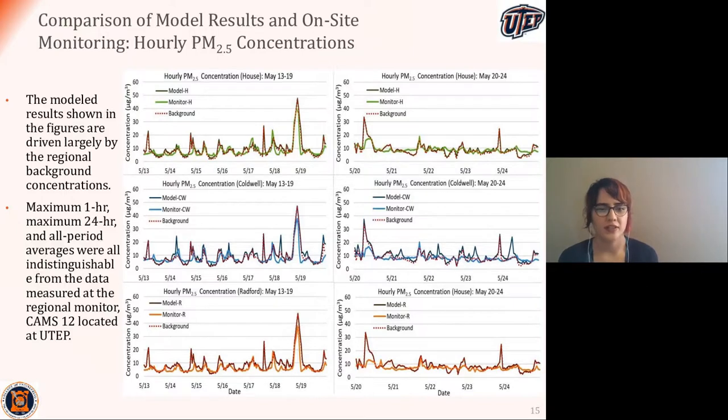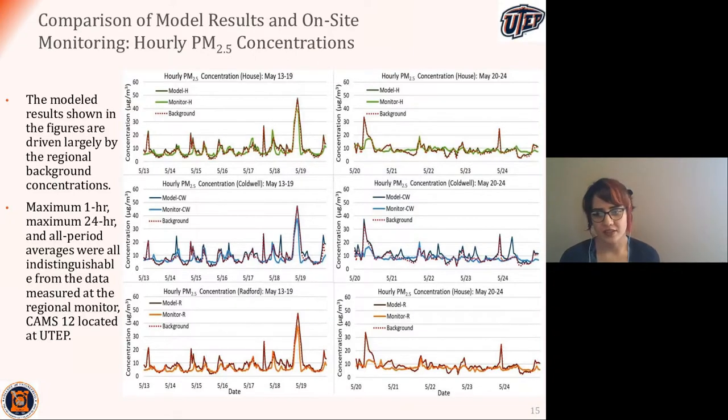And the red dotted line is the background data we use from a camp station located around 4 miles from the site, which was at UTEP. And as we can see, that background concentrations account for a significant portion of the PM 2.5 exposure near or off the highway. And local traffic impacts occurring on the four-lane arterials we've discussed account for approximately 10% of the total exposure.